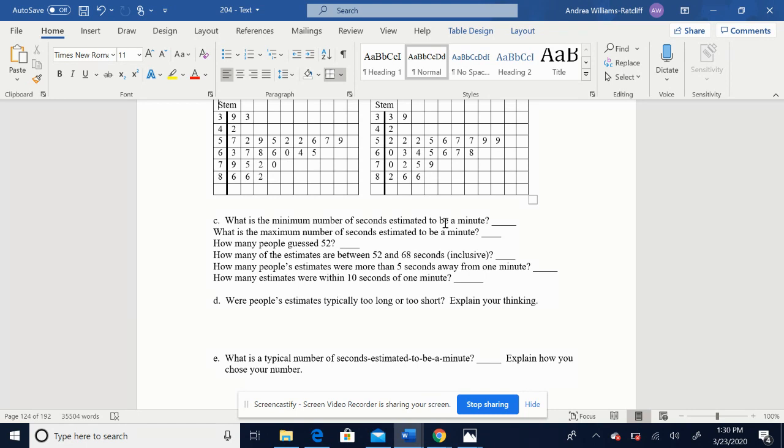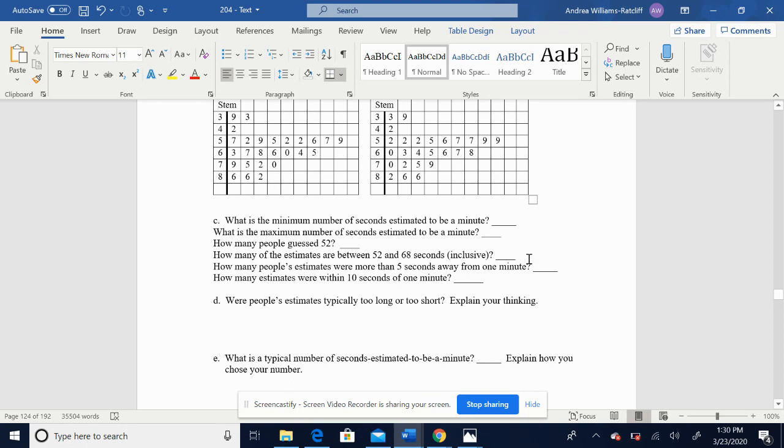However, I have many students who might argue with that. You know, it's on the lower end. It's not necessarily around 60. Remember, we're not trying to figure out if they guess most accurately. We're kind of asking what is the most frequent guess or what is the most typical guess that people made in terms of how long a minute lasts.